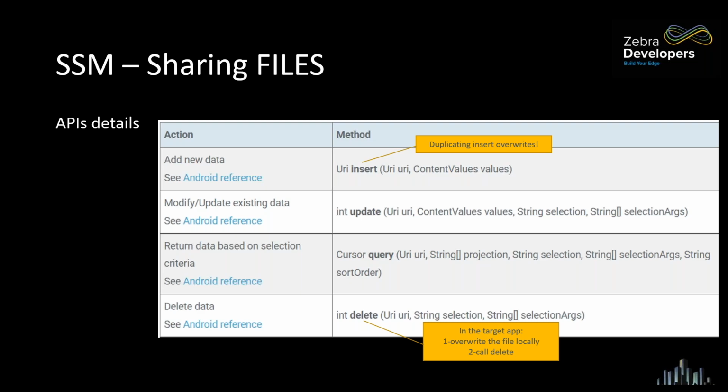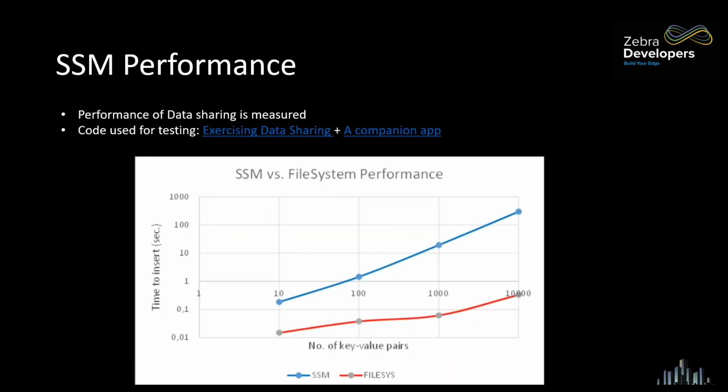And for the delete, when I wanted to delete, as a target application, a file that was shared to the target application, I had to overwrite it firstly, in order to take ownership of the file, and then call the delete. In this way, it was successfully deleted.